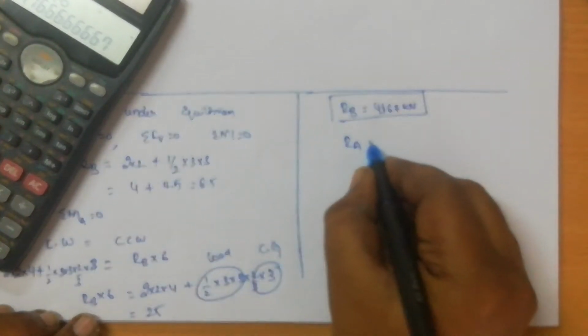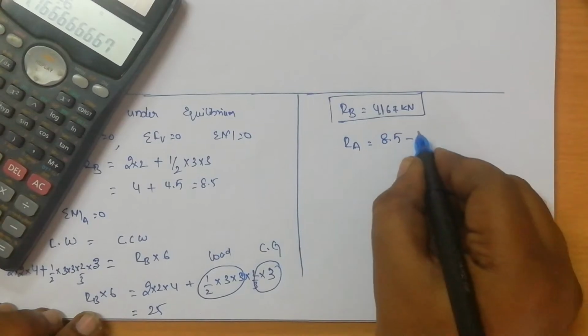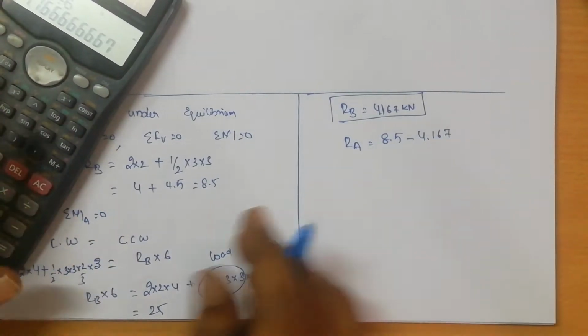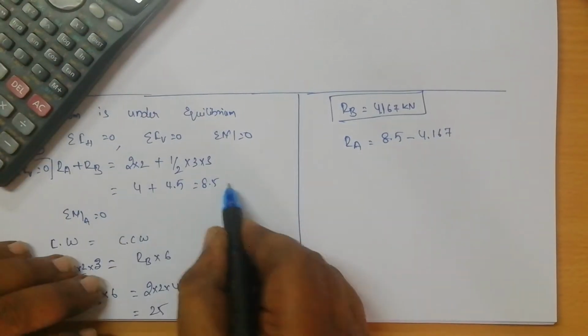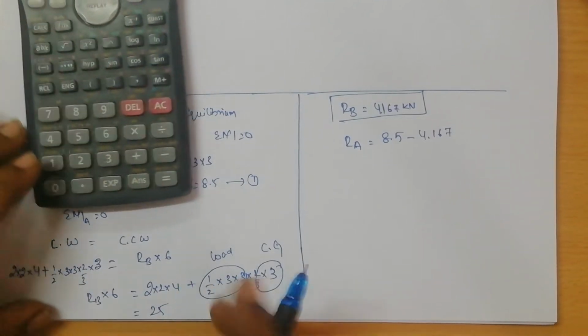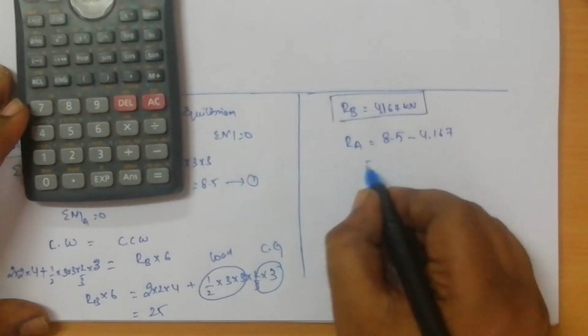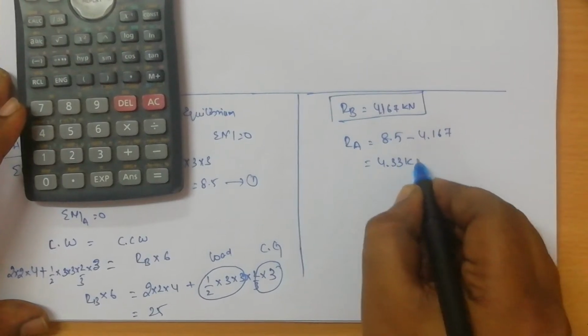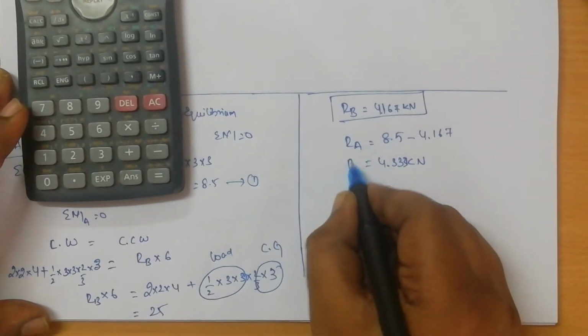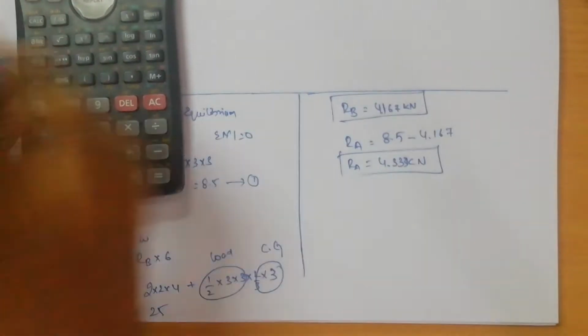So RA value we can calculate: 8.5 minus 4.167, because we have the relationship RA plus RB as this. So 8.5 minus 4.167. What will be the answer? You will get 4.333 kilonewton. If you take 3 decimals here, you should take 3 decimals on the other also. So write these values here.